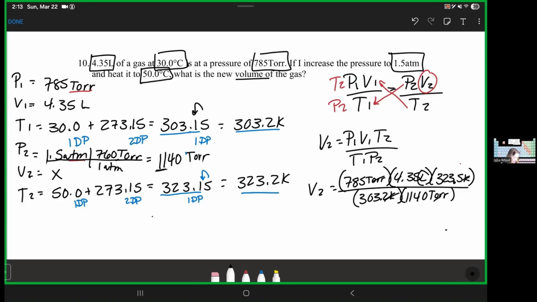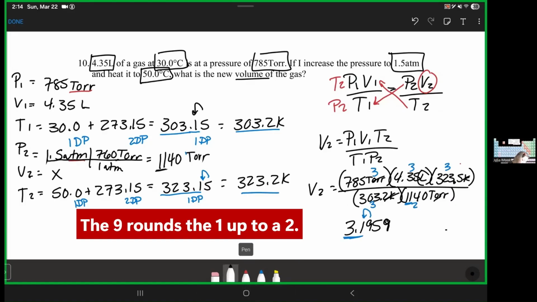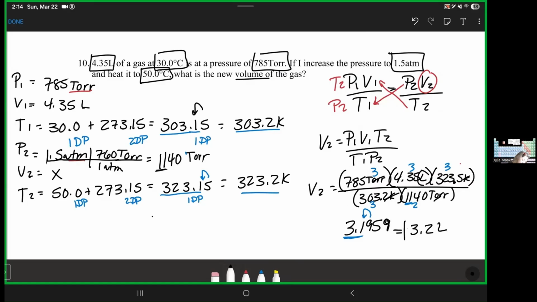So now if I do that math, I get 3.1959 and some other numbers. And we've got 3 sig figs here, 3 here, 3 here, 3 here. And this one was 2 sig figs. So we're going to have 2 sig figs in that answer. The 9 will round the 2 up. So I get 3.2 liters.